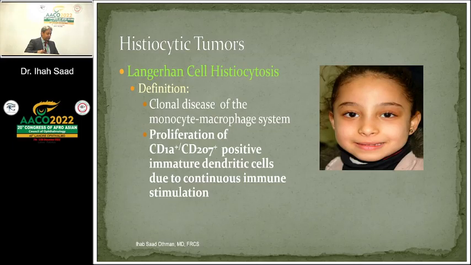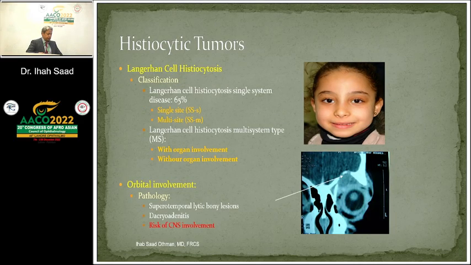Langerhans cell histiocytosis is a clonal disease. It's an immune reaction of the monocyte-macrophage system with proliferation of CD1a-positive, CD207-positive immature dendritic cells due to continuous immune stimulation. So the body is attacking itself. It can come in a single site or multiple sites, with or without organ involvement. The most recognized form of Langerhans histiocytosis is orbital involvement with bony destruction. With simple scraping of the tumor, the bone will reconstruct and everything will settle down and go away.